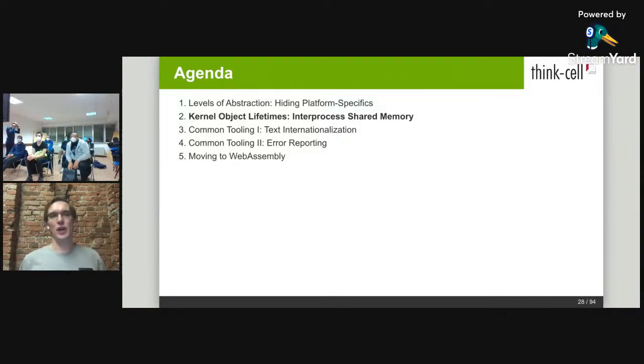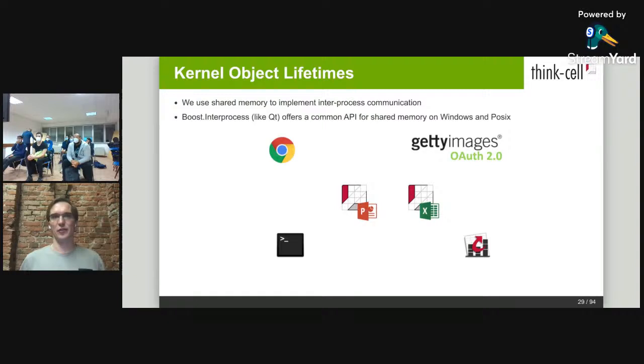There are other times where, similar to files, you're interacting directly with operating system objects that can behave in very different ways on different operating systems. And one such example is shared memory. So we use shared memory in our application to implement inter-process communication. And I've said initially that our software is an add-in to PowerPoint and Excel. And those two have to communicate with each other.